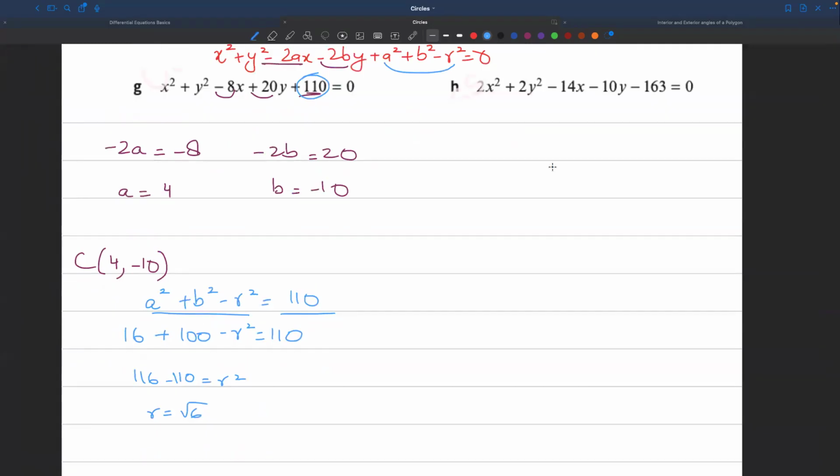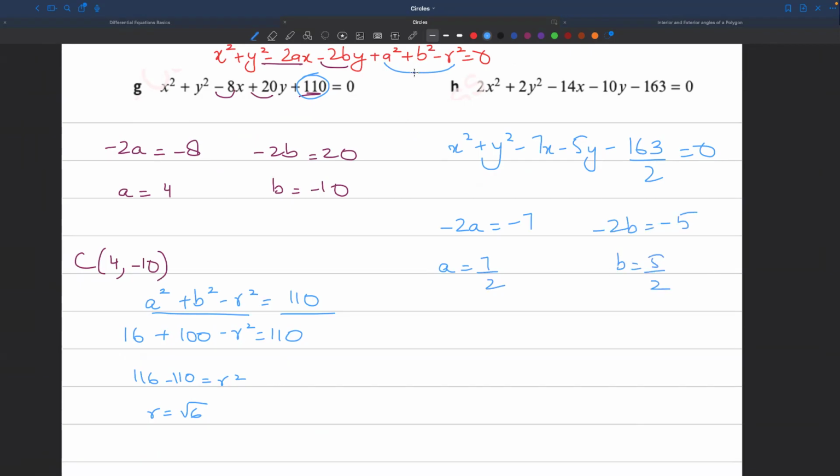Okay. The next step is in part H. What will be the first step? Divide the equation by 2. I get x square plus y square minus 7x minus 5y. Now again comparing, minus 2a equals minus 7, a is 7 upon 2. Minus 2b equals minus 5, b is 5 upon 2. And this constant term equals minus 163.